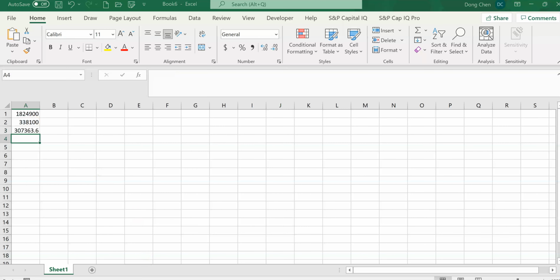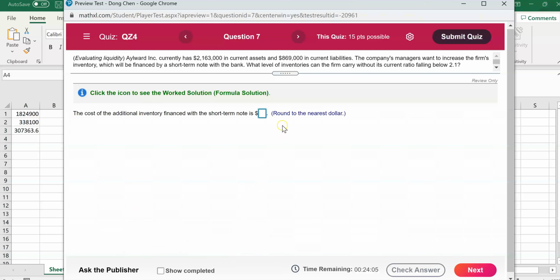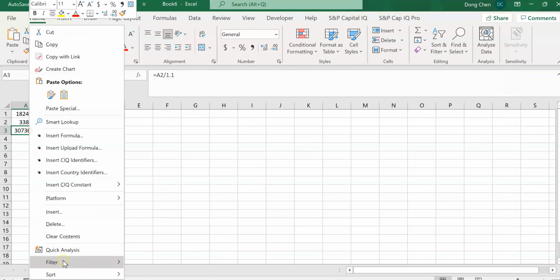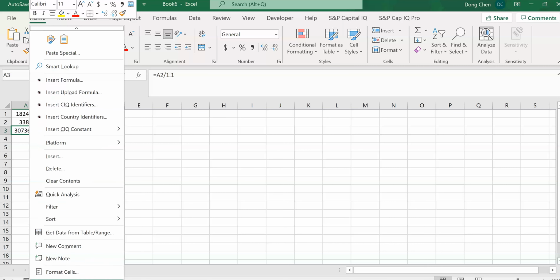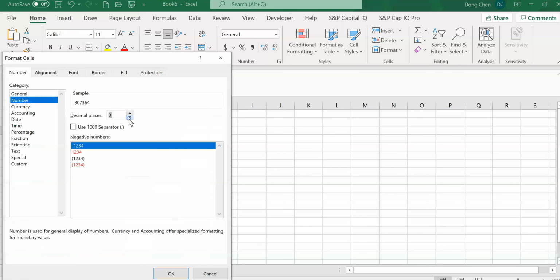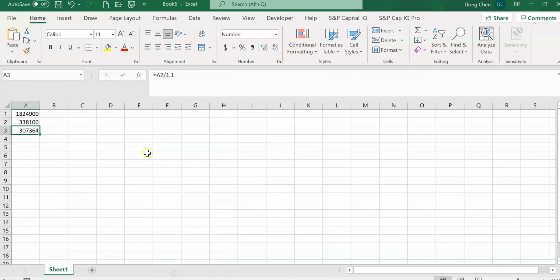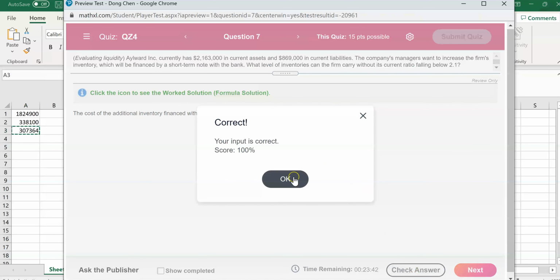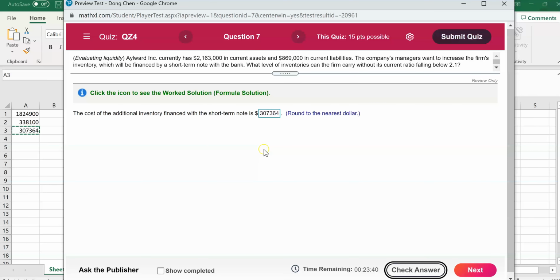And then we just need to pay attention to the rounding requirement. This is rounded to the nearest dollar. So we can just format cells, keep 0 decimal places, and then copy this number back. And now I can check my answer. Correct.